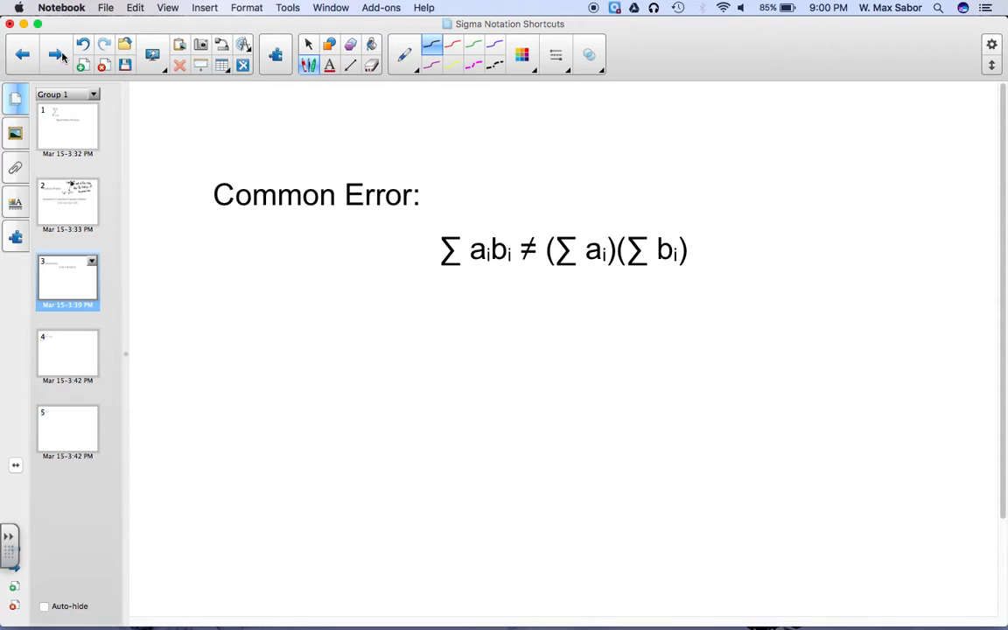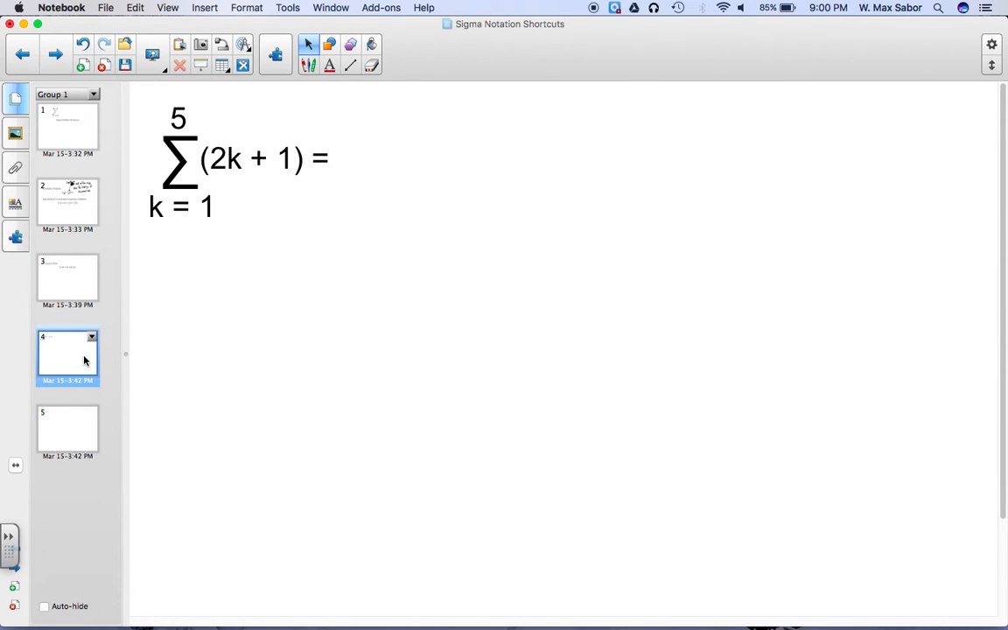The one thing that's most common that people will do is they'll try to turn this into this, and you are not allowed to do so. You are not allowed to say that if you have two things that are multiplied together and then summed, you can switch that and then add them together and then multiply them. It's not allowed.